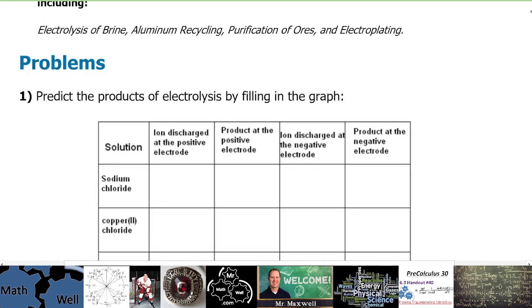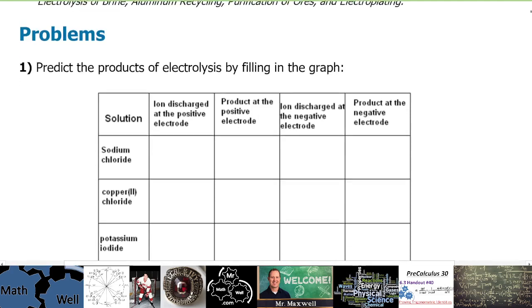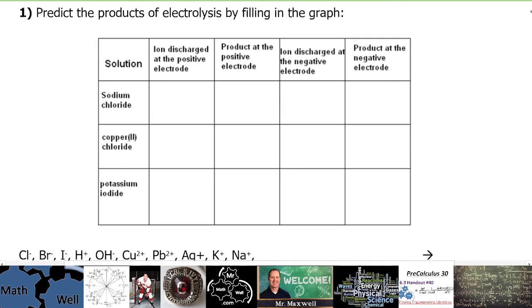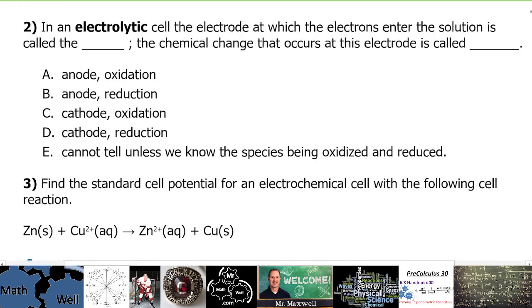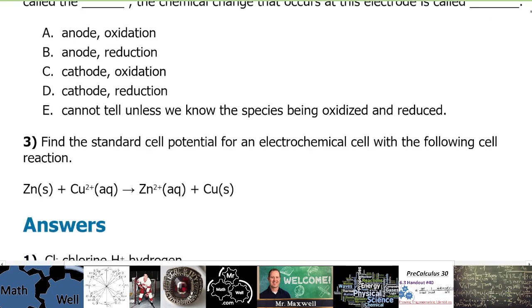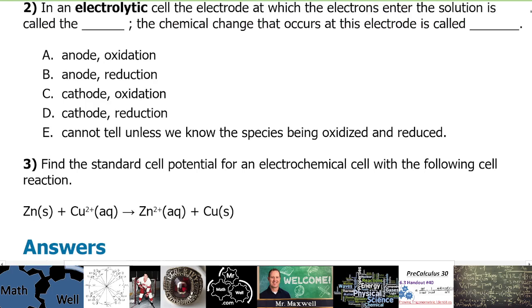So I did give you some problems here in your notes, as well as some questions from the textbook that I'll get you to work on to solidify this lesson. We don't have a whole lot of time in class left, but I'm going to get you to fill in this chart with the appropriate ions. See if you can work this out. I'll give you the answers to that tomorrow. And also there's question number 2 here, a bit of a multiple choice question, also asking you to find the standard cell potential for an electrochemical cell with the following reaction.